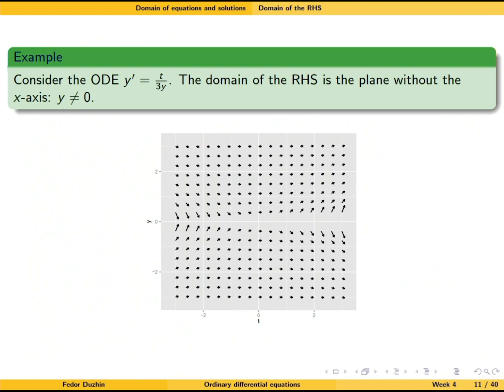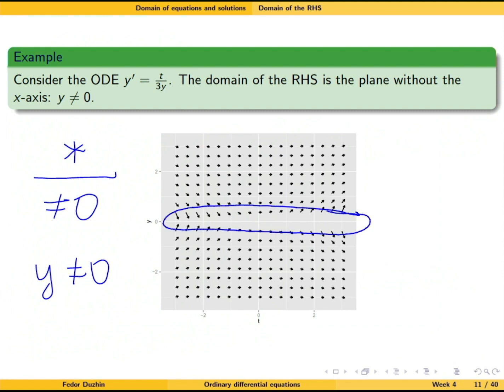Here there is no ln, but there is division, right? And whenever you have a division, there is no problem with the numerator, but the denominator cannot be 0. In this case, it means that y cannot be 0. And again, we can see this due to the absence of arrows along the line y equals 0.